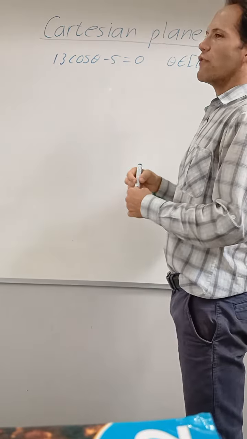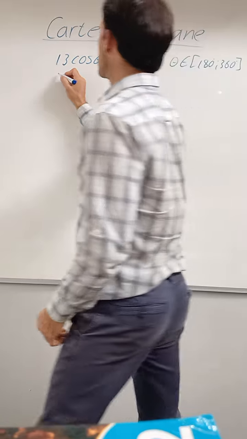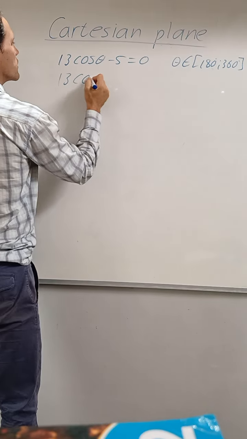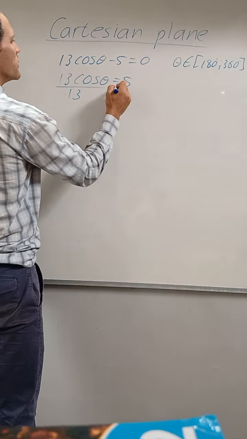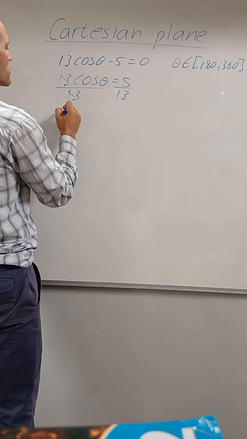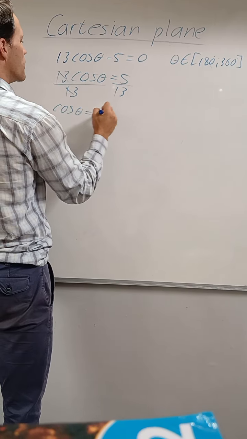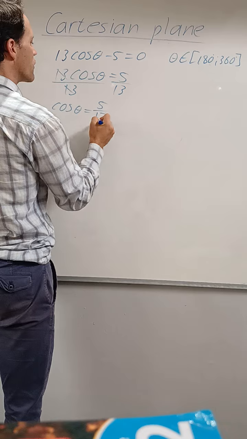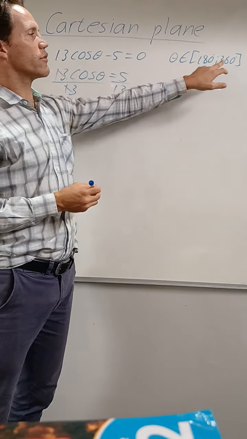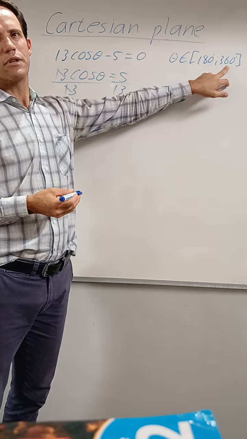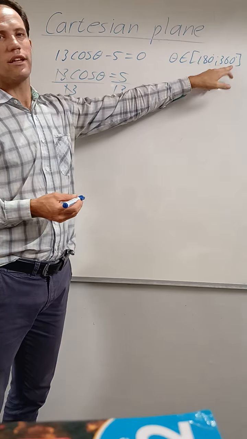Right, so now for this one, when you take the negative 5 over, you get 13 cos theta equal to 5, and then when you divide by 13, they cancel out. So cos theta is 5 over 13. And they also said that theta is an element of 180 to 360. That's the same as saying that theta is between 180 and 360.